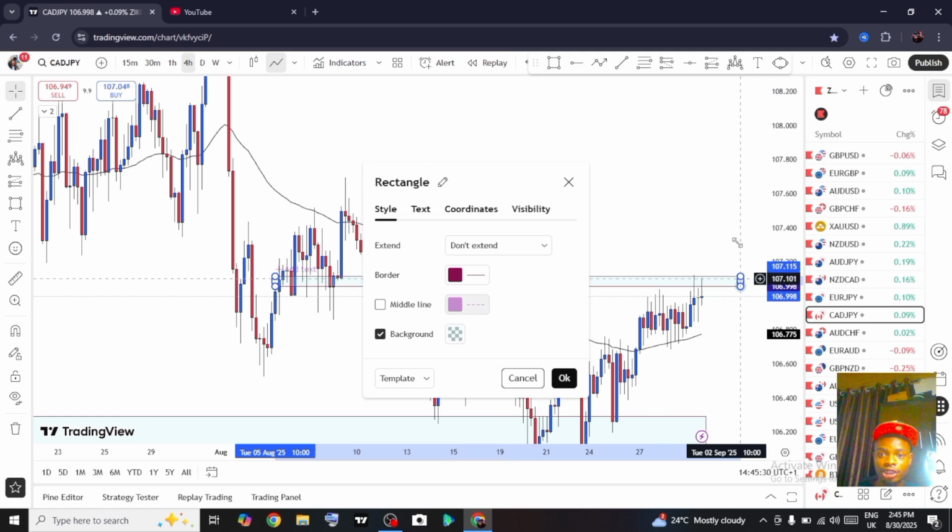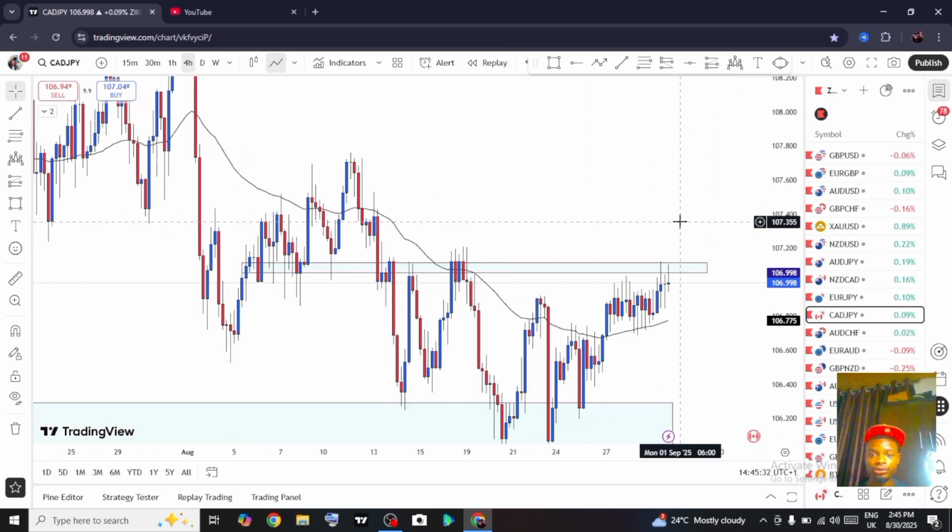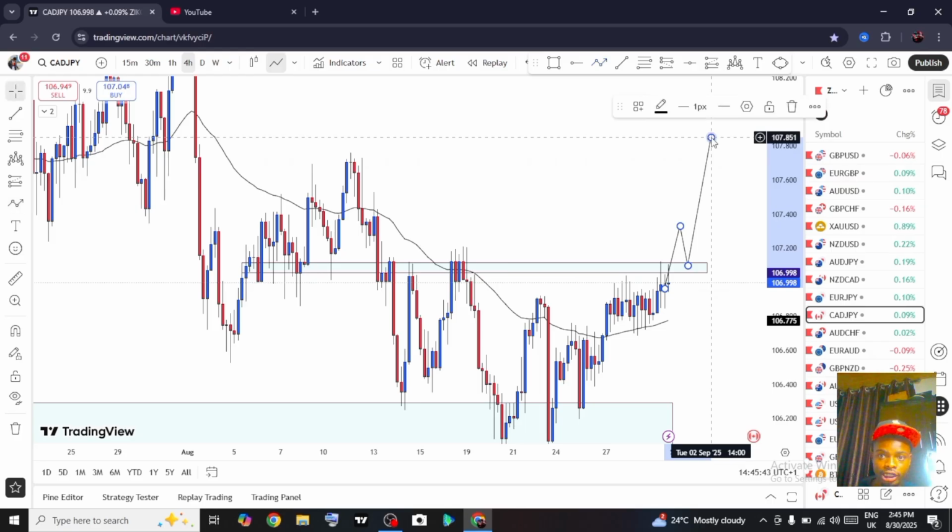And wait for price to break and retest above that area, right? So if price can break and retest above this area right here, I'll be interested in continuing buying the market.